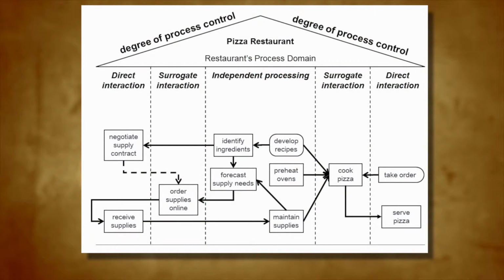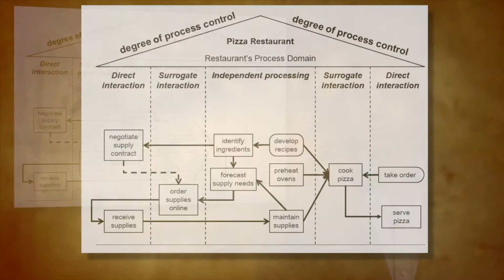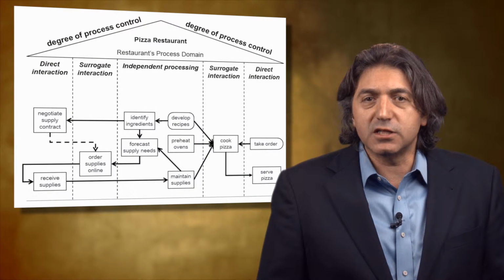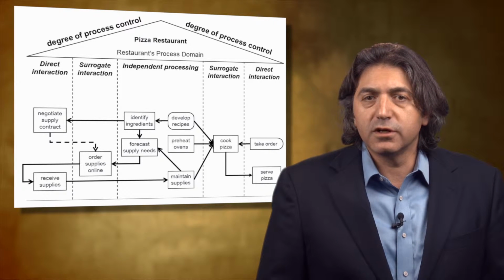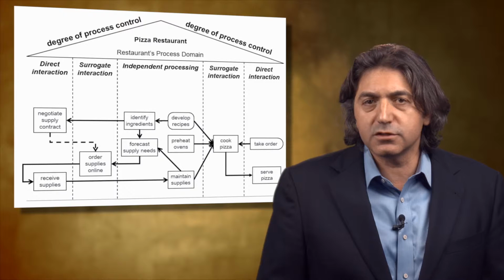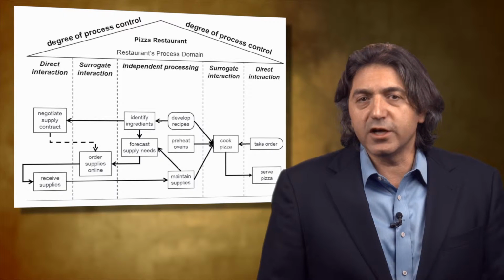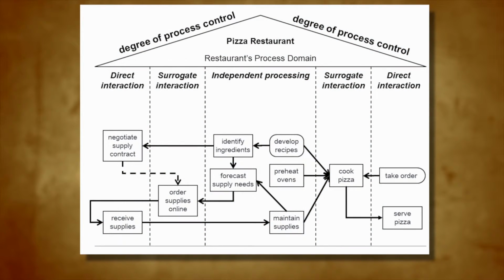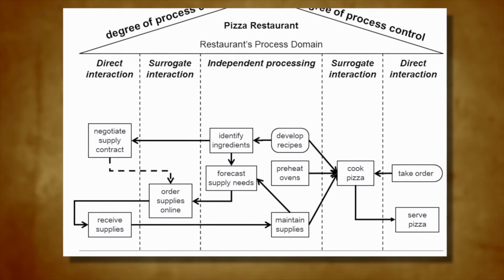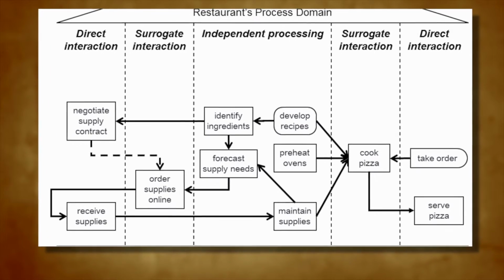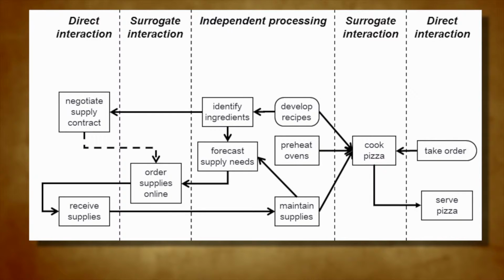In this kind of process diagram, the pizza place is our focal entity. We've put the boxes and arrows representing the process steps and dependencies into this little house-like shape. The different regions of this house-like shape represent different kinds of process steps. There is the stuff the pizza place does when interacting with others. That's the region of direct interaction. There is stuff the pizza place does with resources and information it gathers from others. That's the region of surrogate interaction. There is stuff it does on its own with its own resources and information. That's the region of independent processing. The more independent the processing, the more control you have over it. The closer to the center of the diagram, the more control you have.